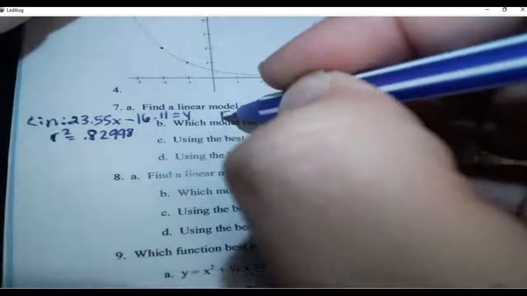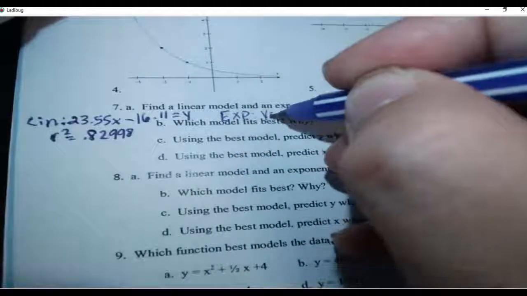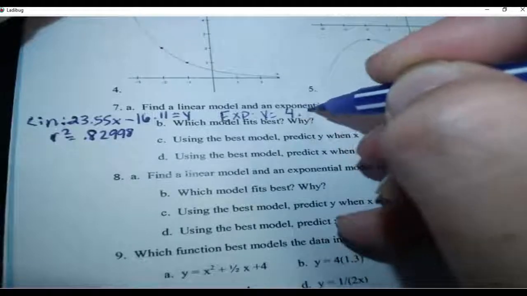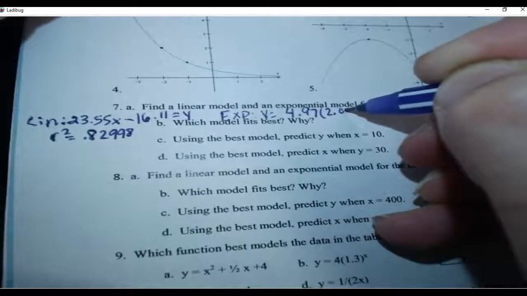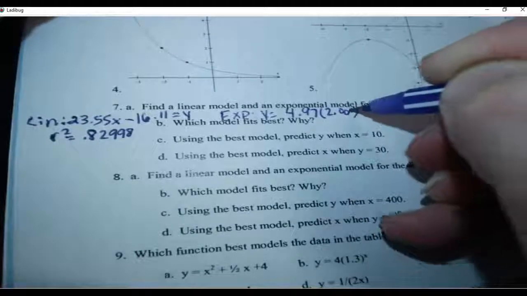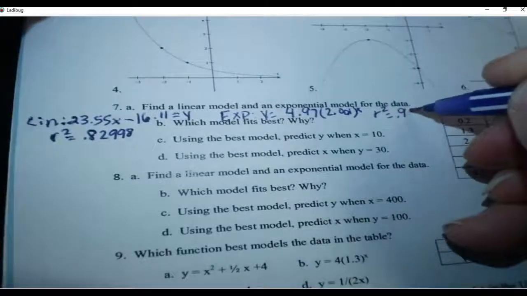So our exponential model is 4.97 times 2.001 to the x, and our r squared is 0.999.